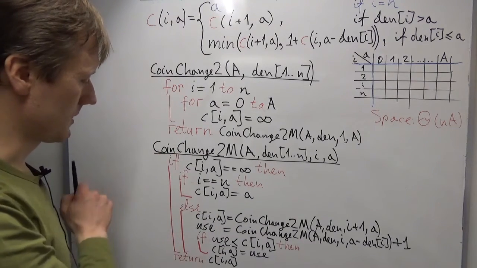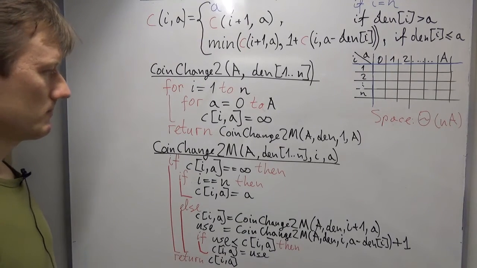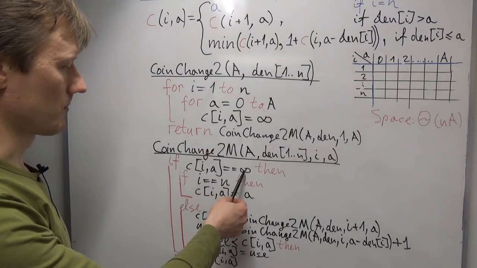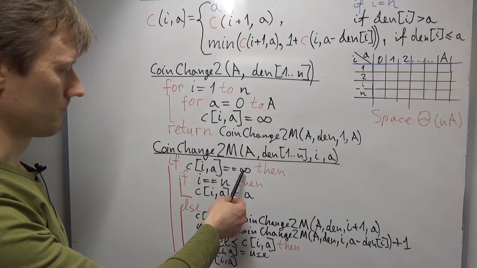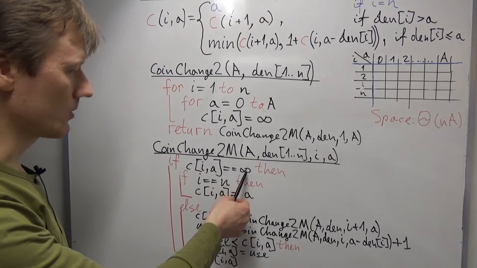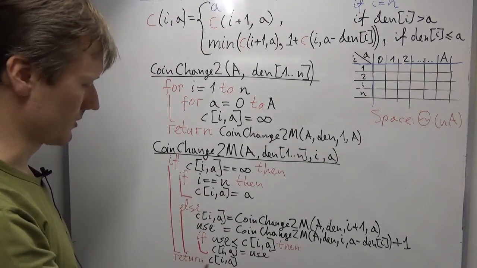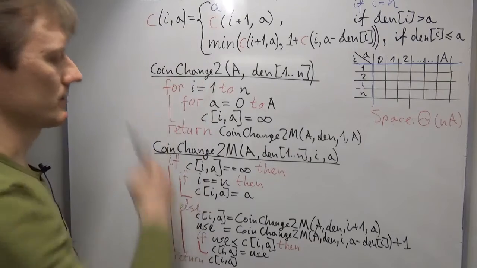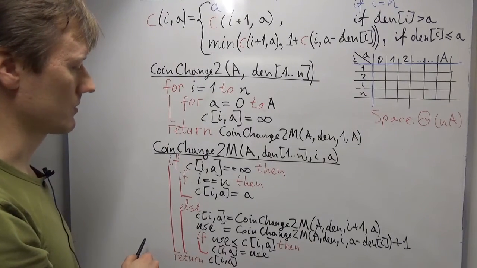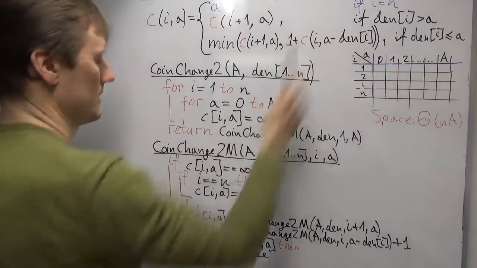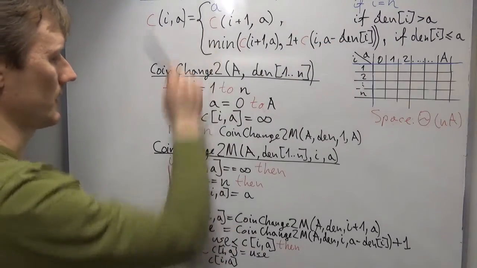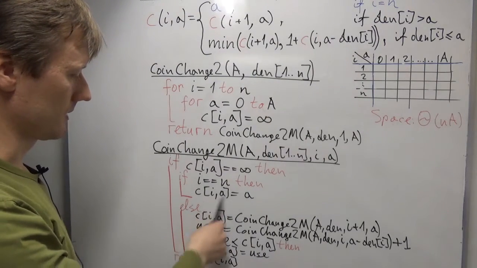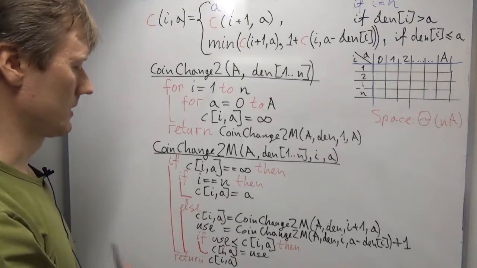The actual memoized procedure is here, and it just checks if the subproblem is already solved. If it is not equal to infinity, then I do not do anything, I just return it from the array. Otherwise, I solve it, just rewriting this recurrence into the pseudocode. So it's very straightforward. If i equals n, then I just return A, not return, but save in the array first and then return.